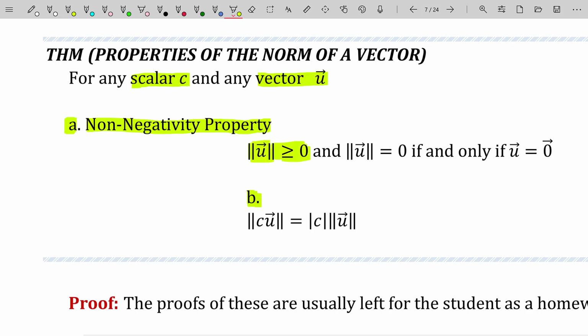That is because the norm of the vector is just the square root of the sum of the squares of the entries of the vector. So that should make sense. And the norm of a vector is zero if and only if the vector itself is zero.